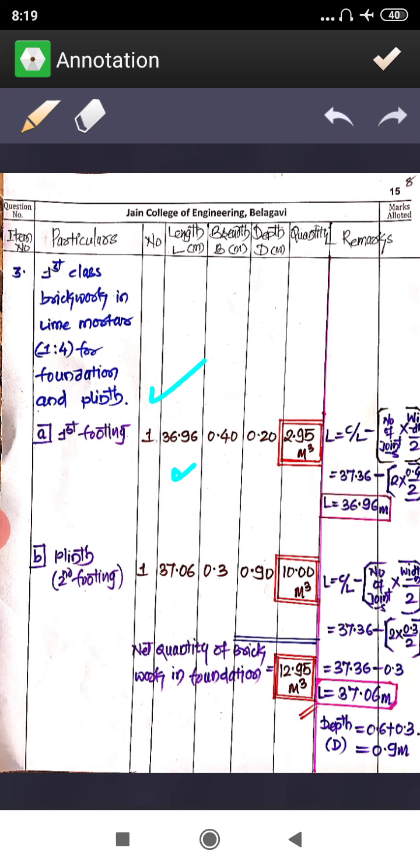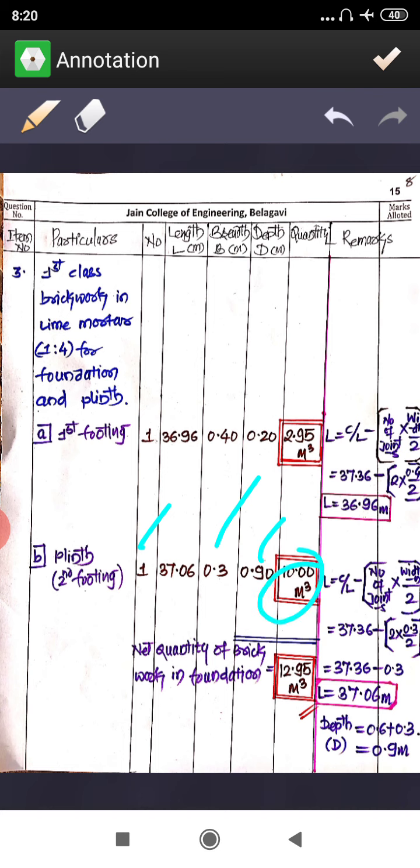Similarly, now we are going to determine the quantity for the plinth, that is the second footing. Here again I have written the calculation of length: 37.36 minus two number of joints into 0.3 by 2. 0.3 is the width of the plinth, so I have taken half of the width. So 37.06 meter will be the length. Now see this: one number, 37.06 is the length, width is 0.3, and depth is 0.9. So you will have 10 meter cube.